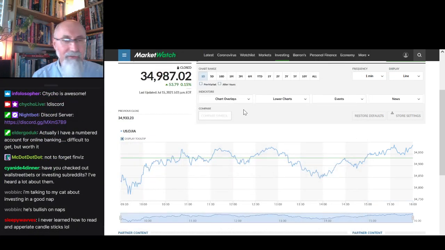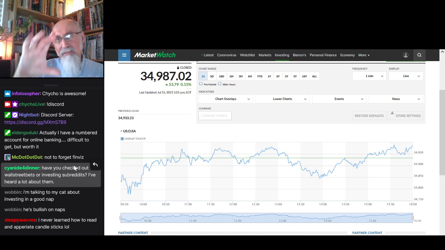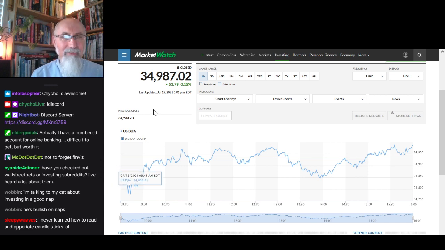Okay, let me take this down. I've never learned how to read and appreciate candlesticks. Candlesticks basically show the top and the bottom, and it breaks it down. Good candlesticks will break down the standard deviations as well, or different things in there. We'll take a look at that stuff. I haven't looked at candlesticks for a while, so I have to refresh myself on that, okay? But a line graph is a good way to look at this.